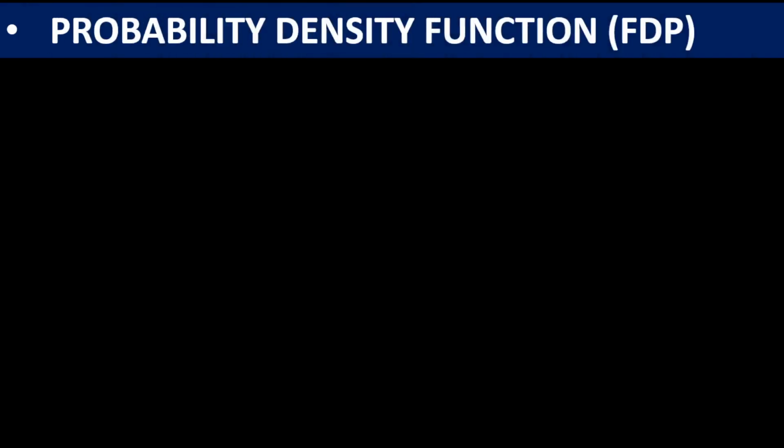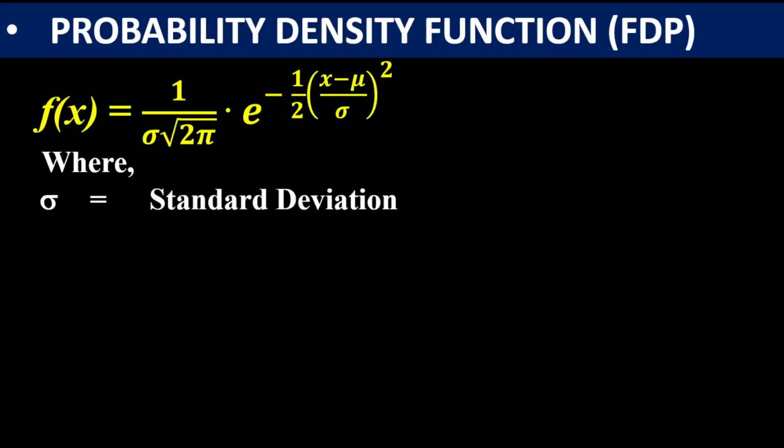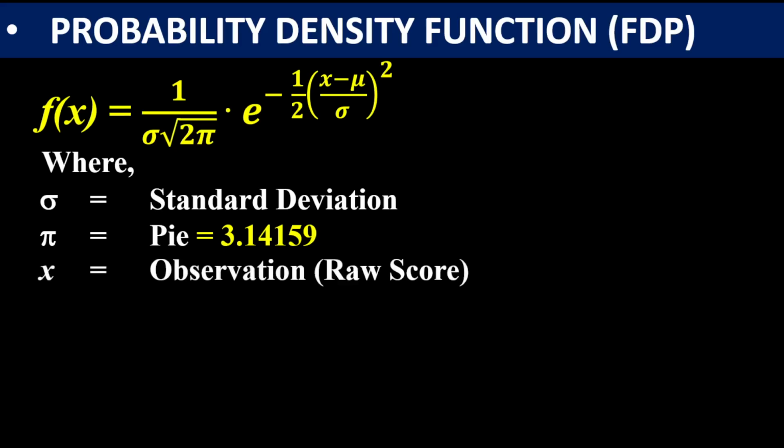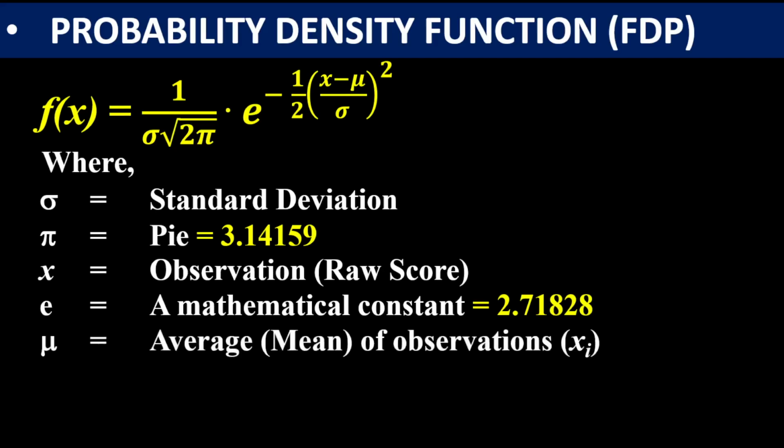The probability density function, PDF, is like this: f of x equals 1 upon sigma root 2 pi into e raised to minus 1 by 2 in bracket x minus mu upon sigma whole square, where sigma is the standard deviation of data, pi is pi, it has a constant value 3.14159, x is any single observation or raw score of our data set, e is a mathematical constant, its value is 2.71828, mu is the average or mean of all the observations.